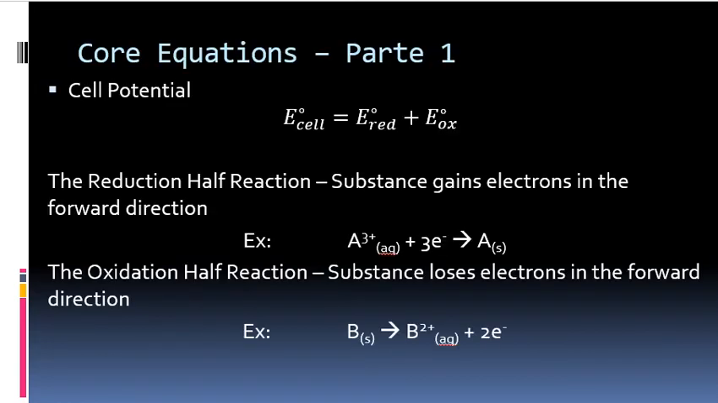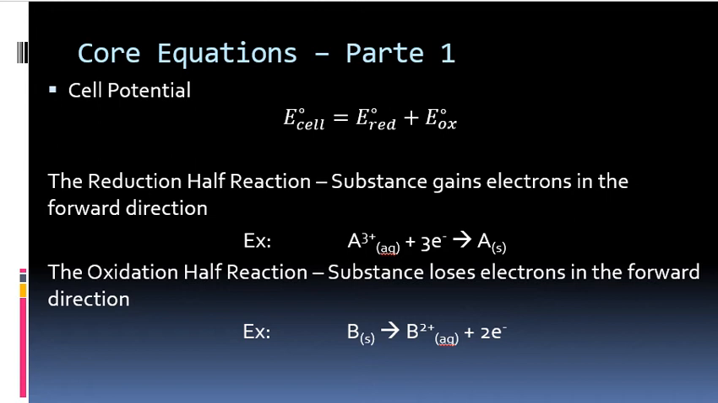Today we're going to do electrochemistry, and well, pretty straightforward. The first core set of equations, well, just one really for now, understanding cell potential. Basically, this is the voltage that goes across an electrochemical setup, and essentially the standard potential, which is represented by E naught for the entire cell, is going to be the standard potential for the reduction half reaction plus the standard reduction of the oxidation half reaction.